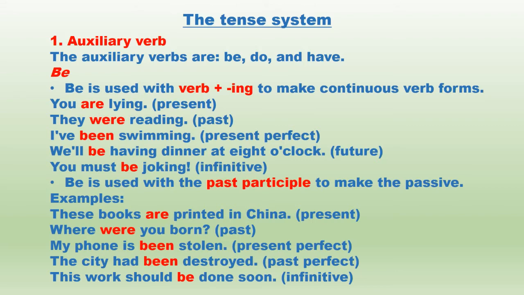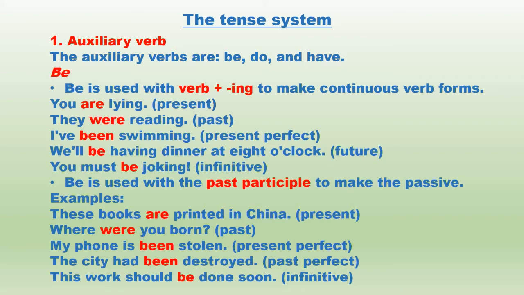Be is used with the past participle to make the passive. For example, these books are printed in China. Are here is not the main verb in the sentence because it's coming before printed, and printed is a past participle verb. It's present perfect tense. Are plus past participle verb.